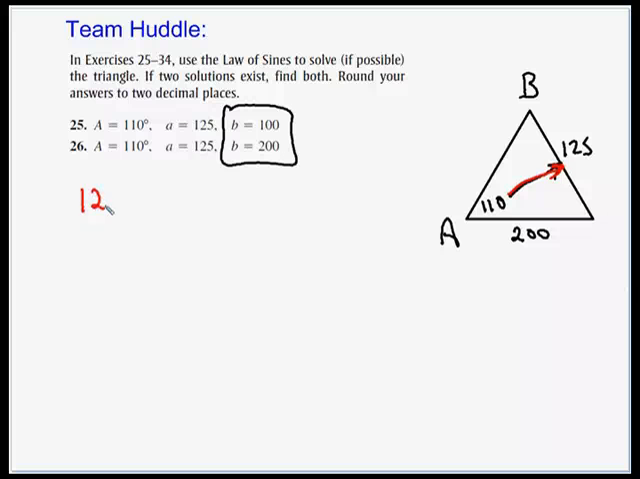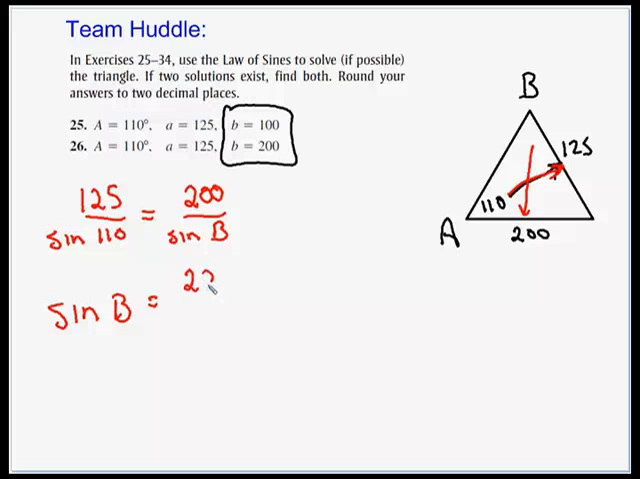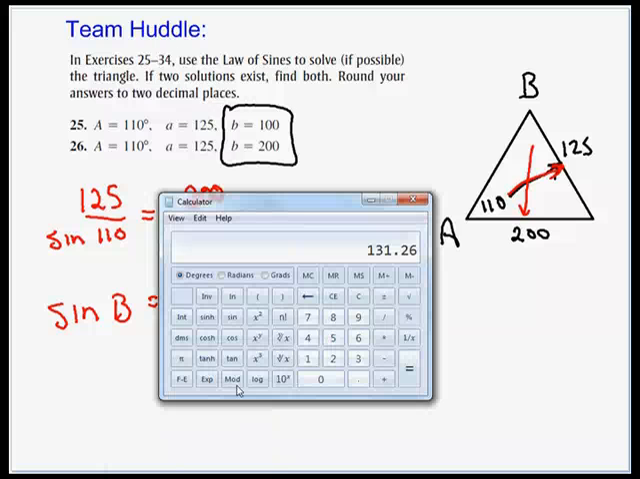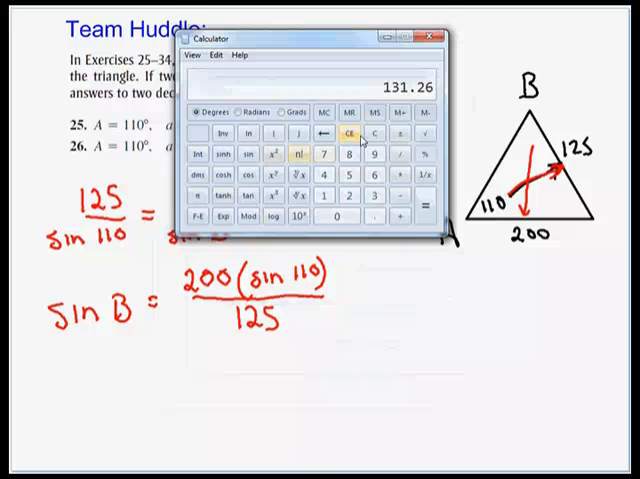125 over the sine 110, and we set that equal to 200 over the sine of B. And with a little cross multiplication, we're going to see the sine of B is equal to 200 times the sine of 110 divided by 125. And let's see what that looks like. Clear. So we have 110, and we're taking the sine of that. We're multiplying that by 200, that's our numerator. Divide that by the denominator, 125, hit equals, there is our decimal, and now we want to do sine inverse.